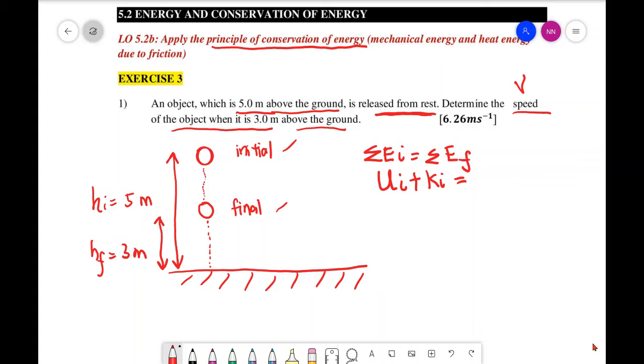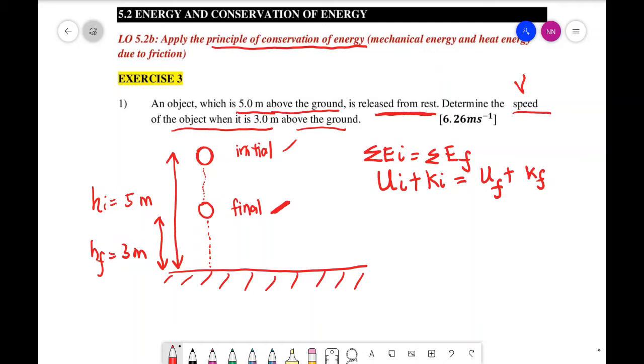At the final position, this object is still moving, so it has kinetic energy at the final position. And the object is still at a particular height above the ground, so it has potential energy, U final, at that position.